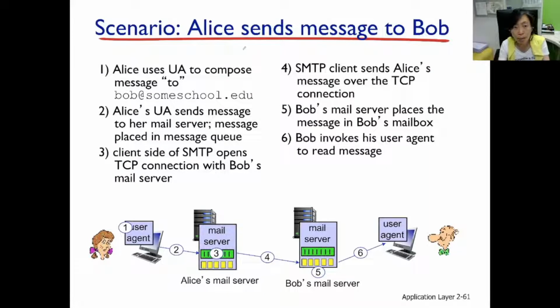Now let me put all three major components together and illustrate with a concrete scenario. Alice is sending an email to Bob over there. Alice will need to start the user agent first to compose an email, and in the email she needs to specify the receiver. Then the user agent sends the email to the message queue in the local mail server. That is step 2, the email going to the message queue. The client side of SMTP is the one sending, and Bob's mail server is the one receiving. So this is the client of SMTP, and this is the server of SMTP.